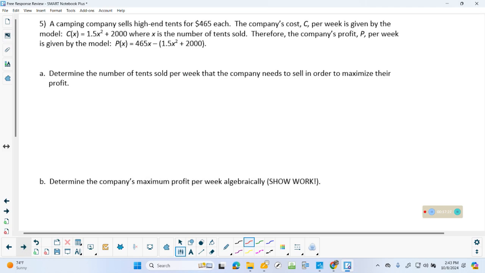Okay, a camping company sells the high intensity tent for $465. I've never paid that, that's ridiculous. The cost per week is given by that equation. Here, X is the number of tents sold. Therefore, the profit is given by that model. Determine the number of tents sold. So we have to solve for X in order to maximize the profit.